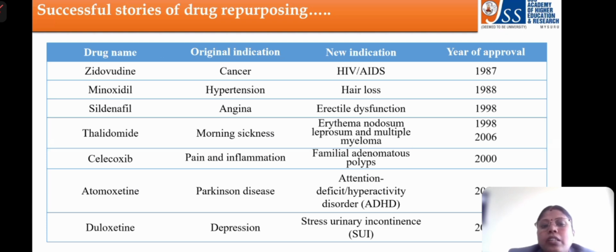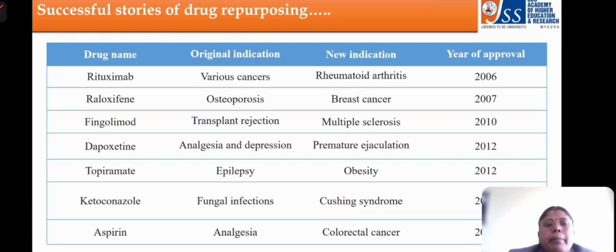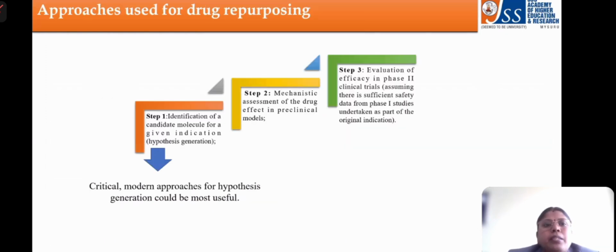Celecoxib is also a very good COX-2 inhibitor. Now it is used for familial adenomatous polyposis, like atomoxetine, duloxetine, and so on. So many drugs, like raloxifene, are repurposed for the treatment of breast cancer. Then topiramate is used for epilepsy, and now it is used for obesity. Then ketoconazole, a well-known azole antifungal drug, is now used for Cushing syndrome. Like that, we have so many successful stories of drug repurposing.